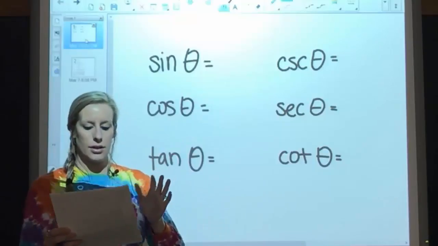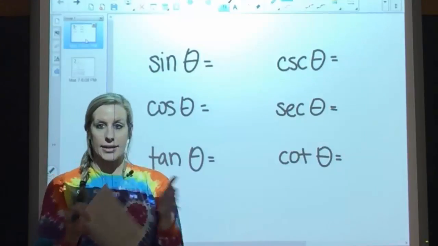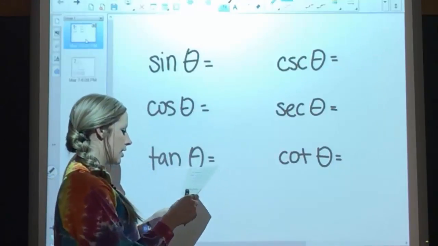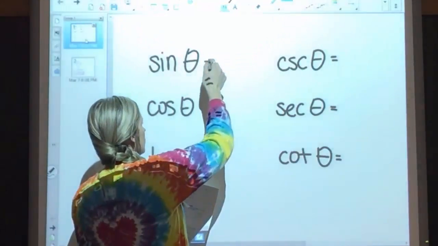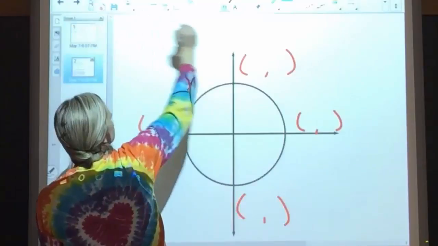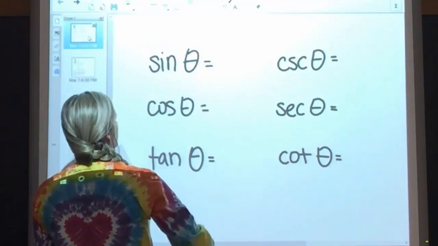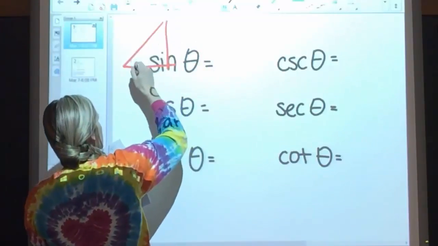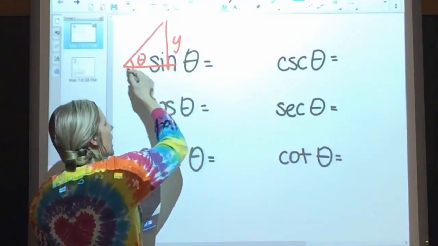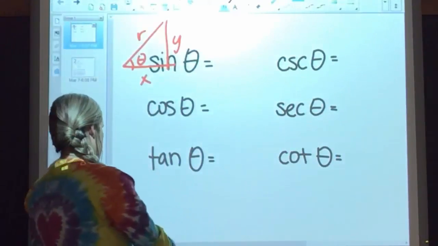Because if you look down at the notes, we're talking about an axis, so we want to talk about x and y. It'll make it a little bit easier later. So if we're talking about a triangle, and here's my angle, my y value would be up and down, x would be across, and my r is my hypotenuse.